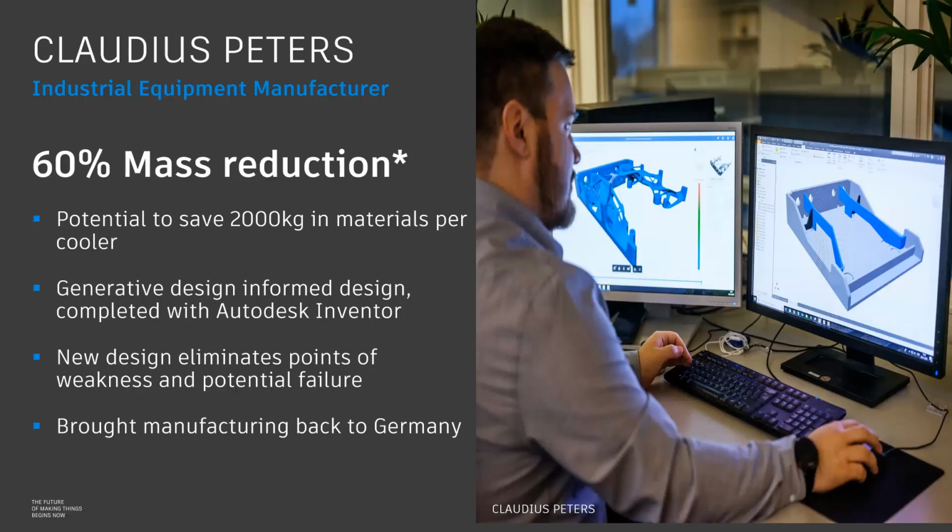At the same time, our friends at Claudius Pizza, they are basically an industrial equipment manufacturer, providing something called clinkers, which is used in the process industry like the cement processing industry, and subjected to very, very high thermal loads, high temperature.